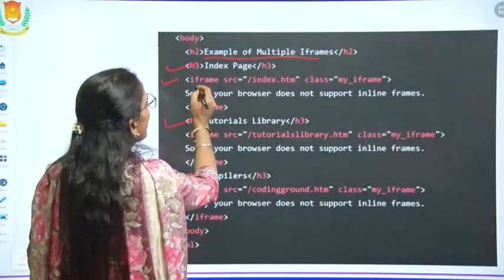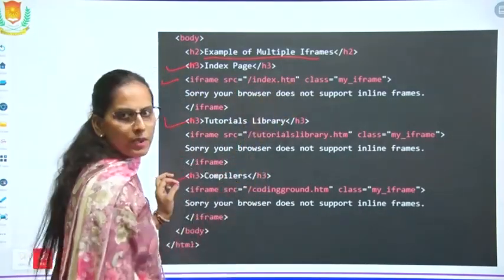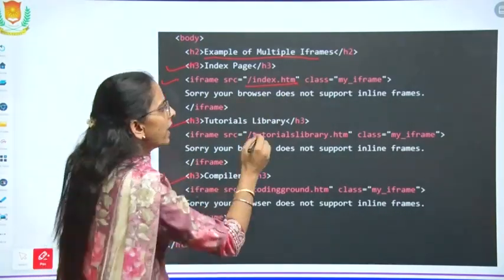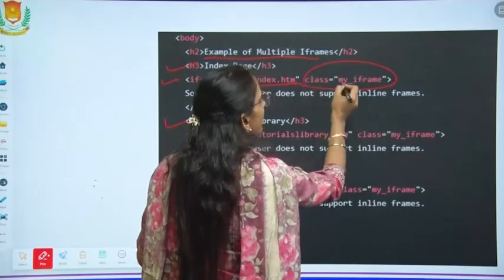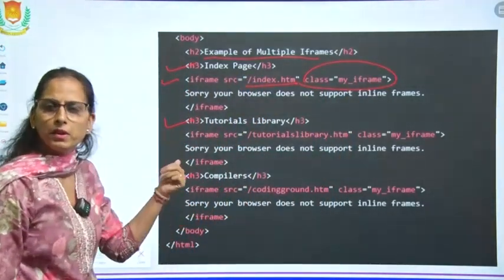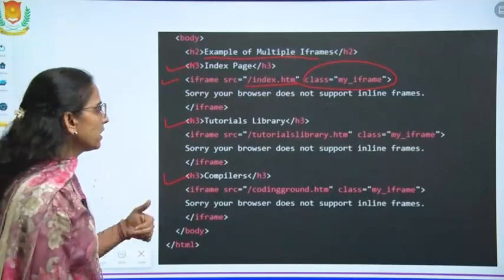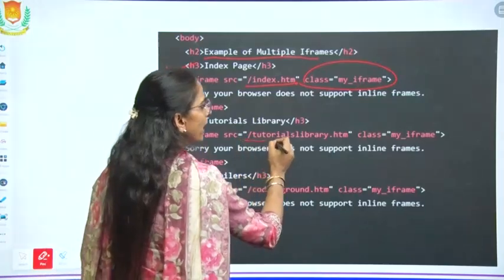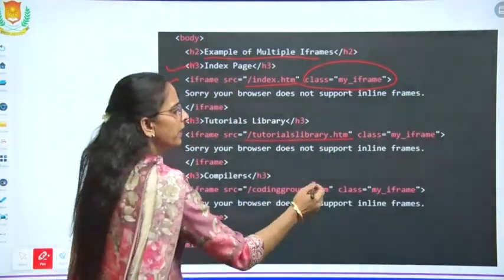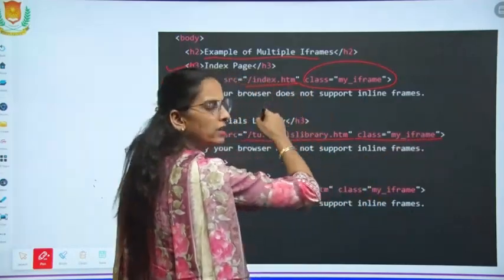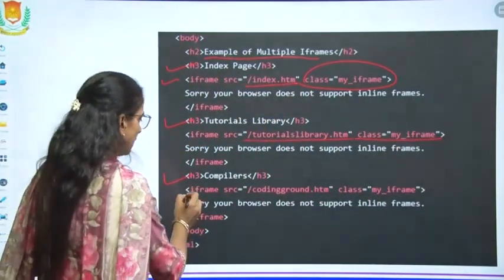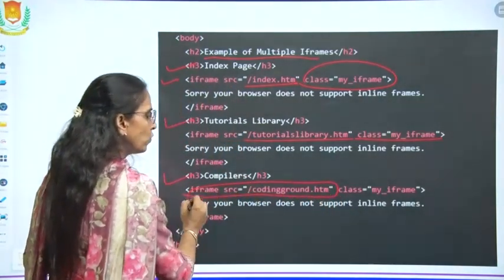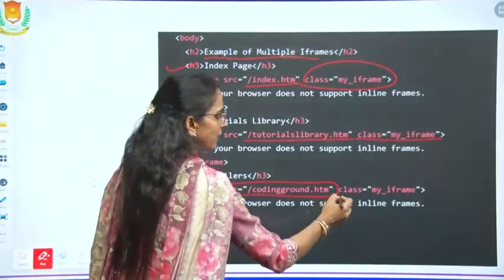Then we have given iframe src index.htm. This page will be opened in a separate independent section. And what is the appearance? Appearance we have decided in my iframe in the class above, just above this code. In the same way, tutorial libraries.html will be opened and the class appearance is taken from the class. The third one is the compiler, where the name of the target file is codingground.html and the class is again the same.